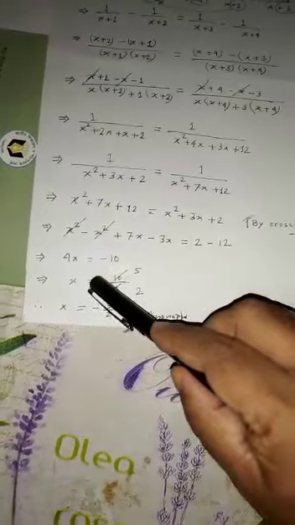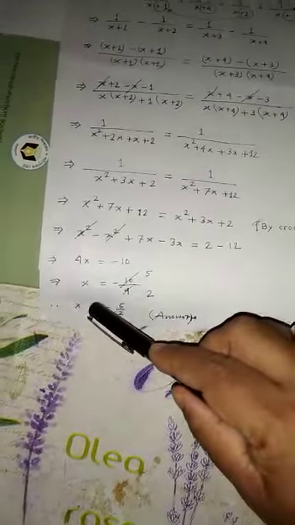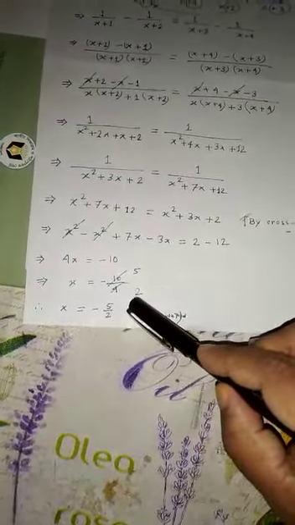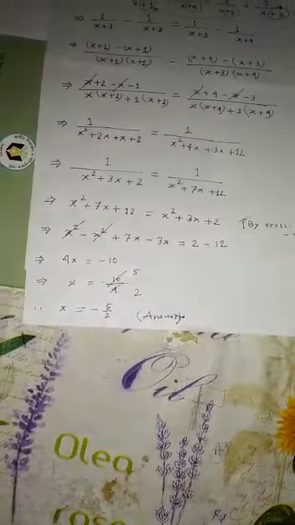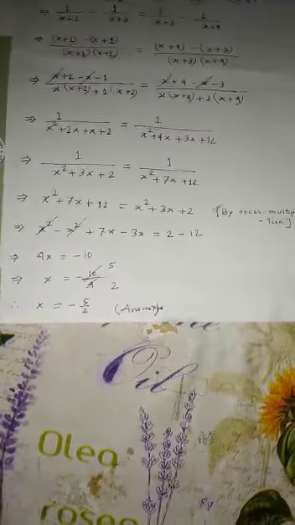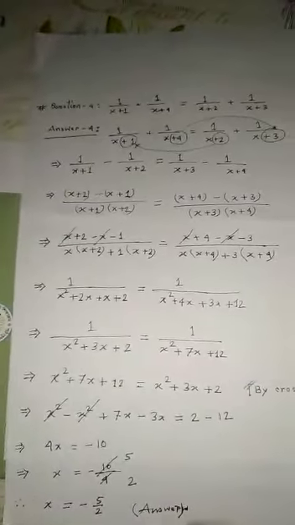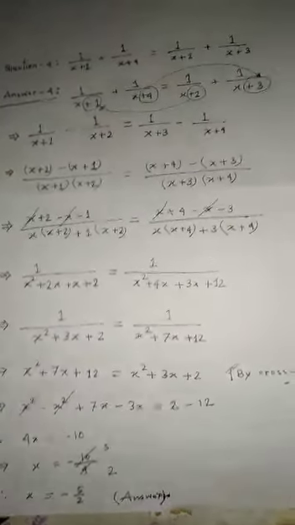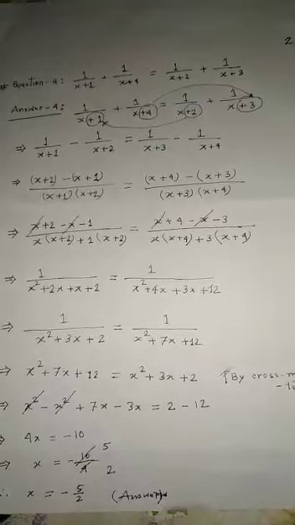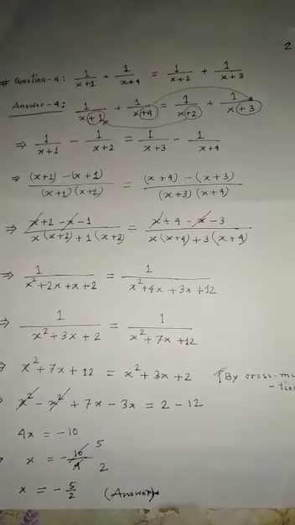Then you are getting 4x is equal to minus 10, then x is equal to minus 10 by 4, that is 5 by 2, and finally you are getting the answer of the question, that is x is equal to minus 5 by 2. Answer you can write in this way, and this is question number 4. In a similar way you can solve 5, 12, 13.